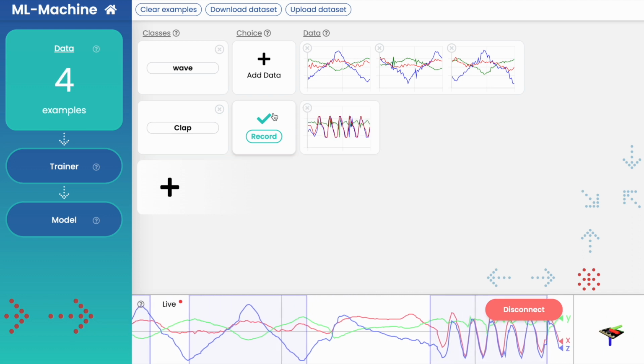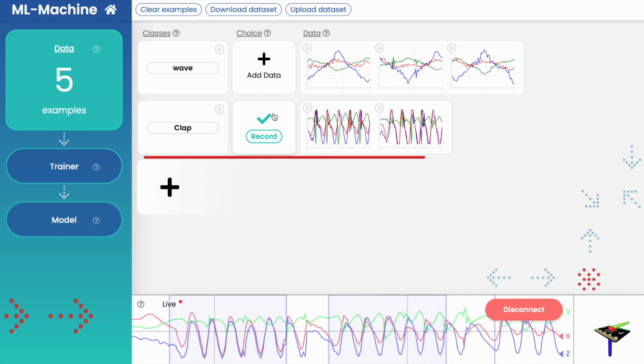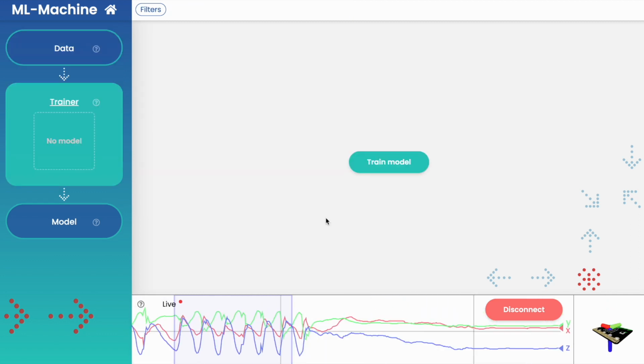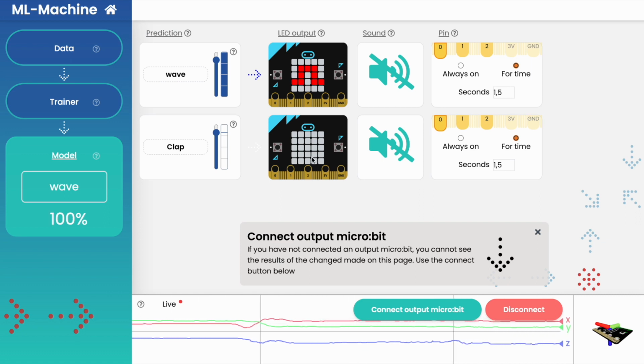mlmachine.org is an online web tool that enables students to build a machine learning model with accelerometer data collected with a micro:bit. It provides a graphical user interface that enables users to collect data, curate data samples, train a machine learning model on the data, and build small interactive systems where the model's output triggers an output by a micro:bit.